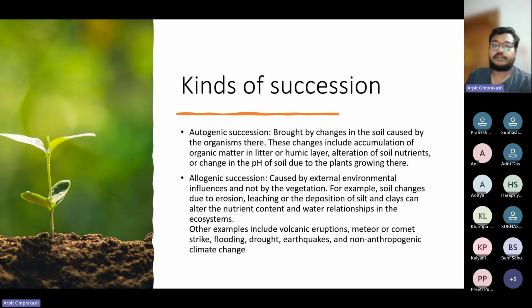The other kind of succession is called allogenic succession, which is caused by external environmental influences and not by the vegetation that is already present in the area. For example, soil changes due to erosion, leaching, or deposition of silt and clays are external factors that affect the nutrient content and the water present in the ecosystem. Other examples would include volcanic eruptions, flooding, droughts, earthquakes, and non-anthropogenic factors such as climate change.